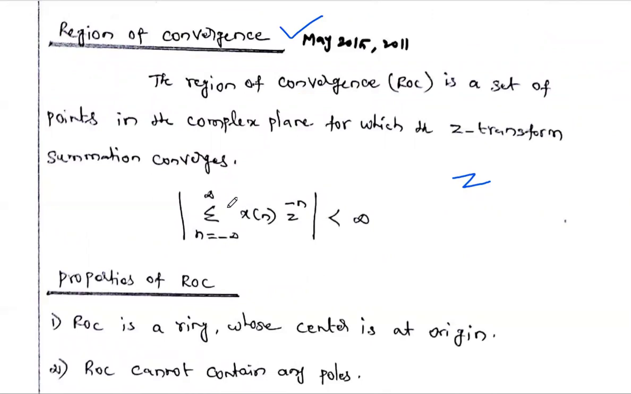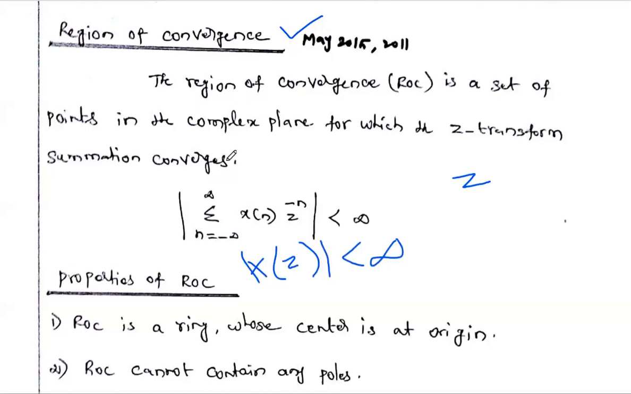So what is this formula? Summation n equal to minus infinity to infinity x of n z power minus n. This formula is the calculation of the Z transform of any signal x of n. So what does region of convergence mean? For which range of values of z does the modulus of X of z attain a finite value, that is, less than infinity? That condition we call the region of convergence.